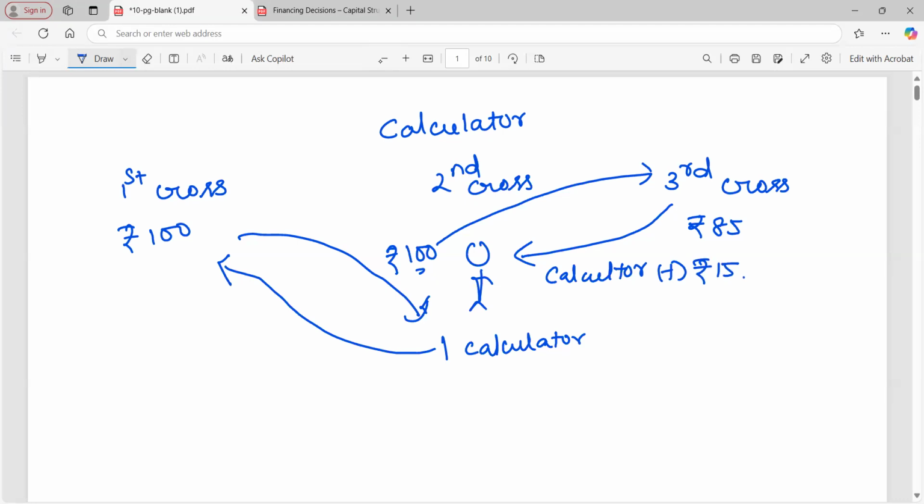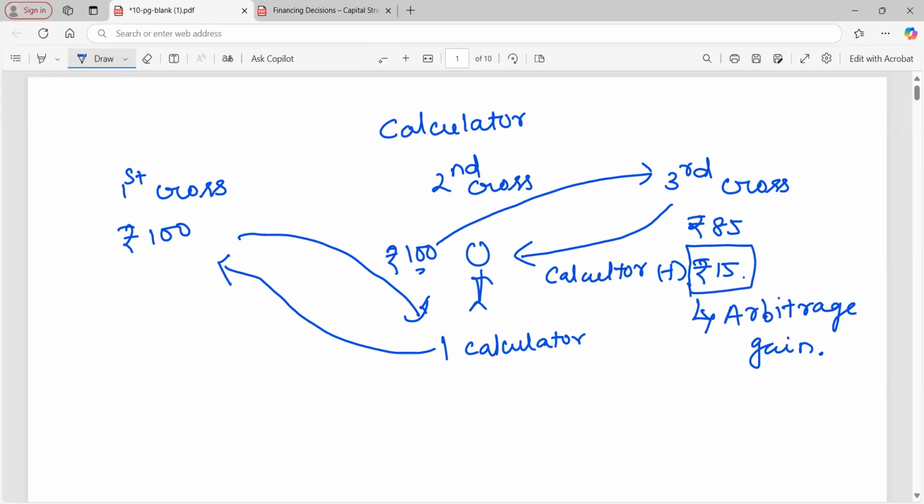So now what is happening? You are selling a product at a higher price in one place, which is the first cross. You sold the product for 100 rupees. Now you are going to another place, the third cross, and you are buying the same product at a lower price. So this process is known as the arbitrage process, and it gives you a gain of 15 rupees, and this gain is nothing but your arbitrage gain.